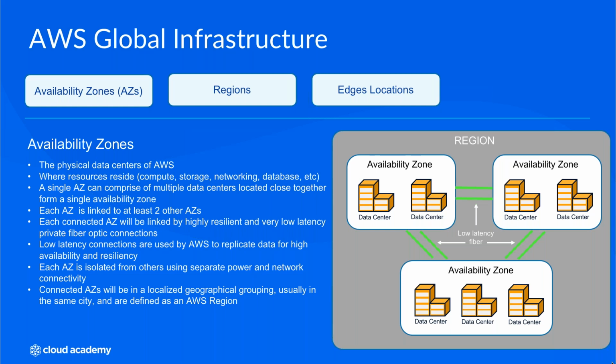Now, the availability zone itself will contain more than one data center operating just a short distance from each other within a localized area. And then this collection of data centers will form a single availability zone. Now, each availability zone is then connected to at least two other availability zones using low latency and highly resilient fiber connections. And then when you have multiple availability zones connected, they are then considered a region. And these AZs forming the region are sometimes all within the same city. For example, we have regions such as London, Milan, Sydney, Beijing, etc.